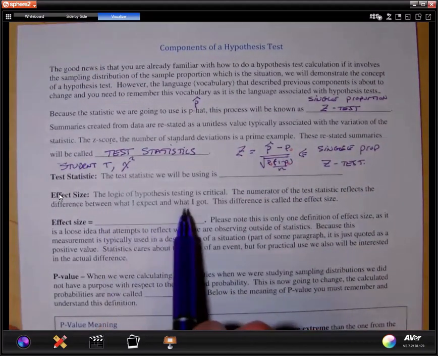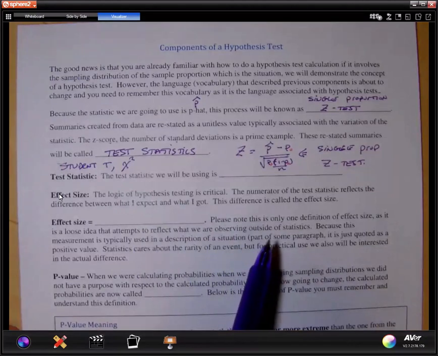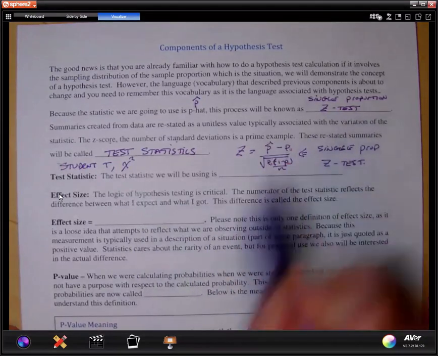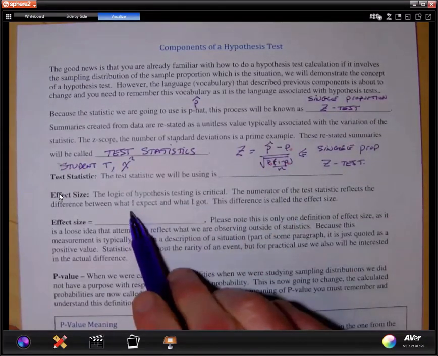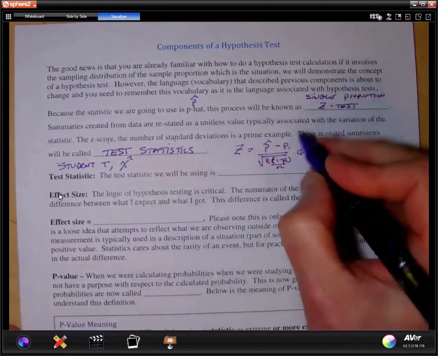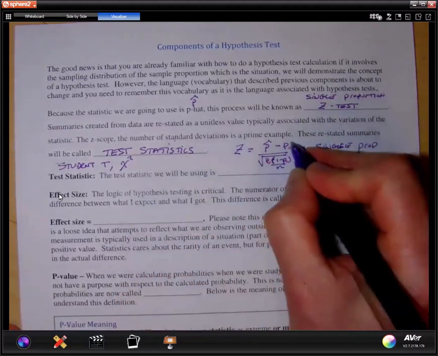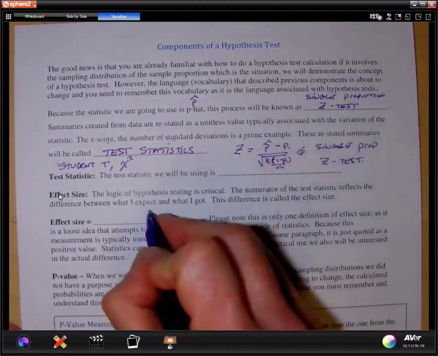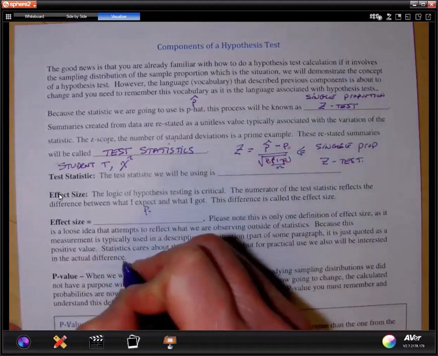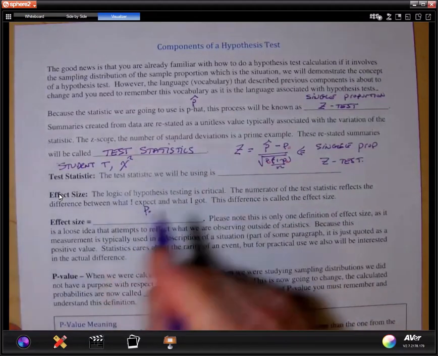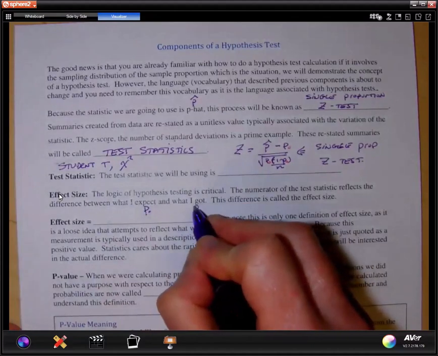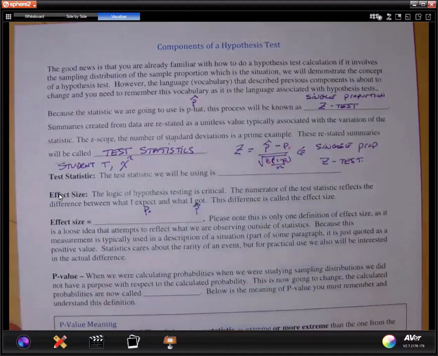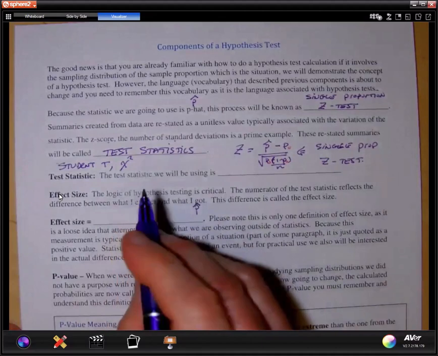Another thing we want to remind ourselves is called the effect size. The logic of a hypothesis is critical. The numerator of the test statistic, this right here, reflects the difference between what I expect and what I got. So what I expect is sitting right here, this value. What I expect is described using this population proportion, and what I got is described by p-hat. And this difference is called the effect size.